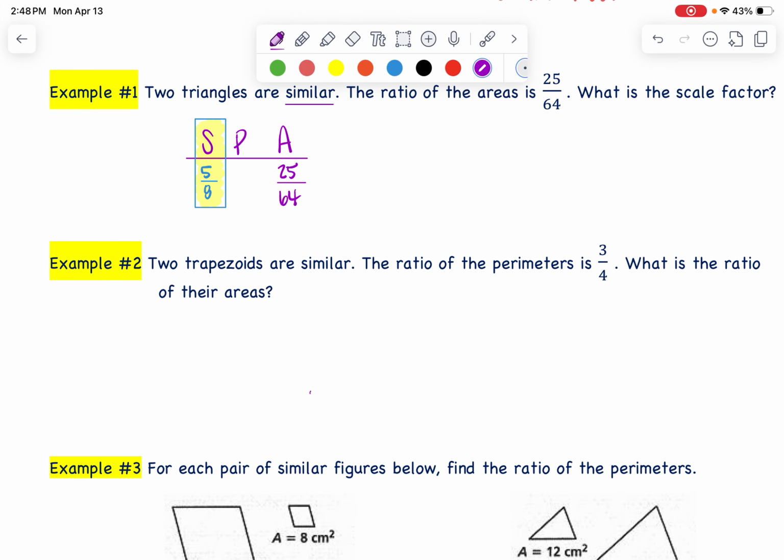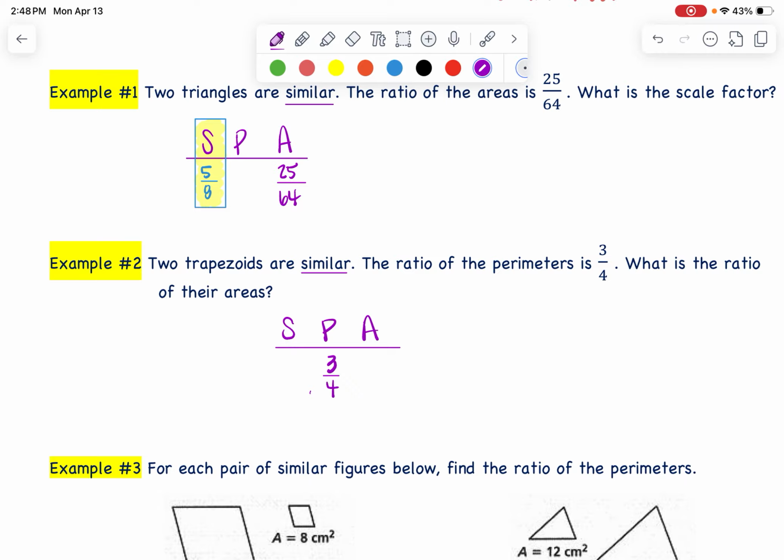All right, let's do it up. Here we go. Two trapezoids are similar. Yay, SPA chart. Here we go. It says the perimeter ratio is 3 to 4. Okay, so I'm going to put the 3/4 in the perimeter column.